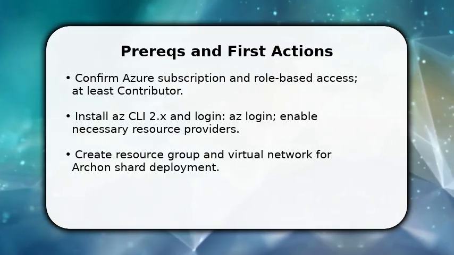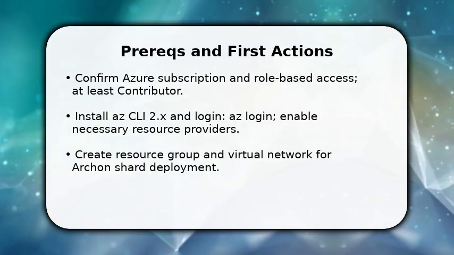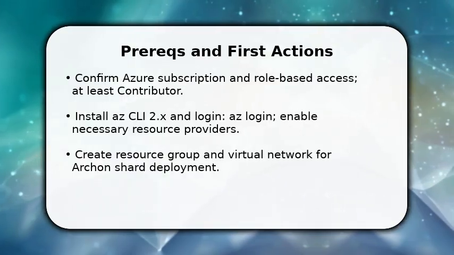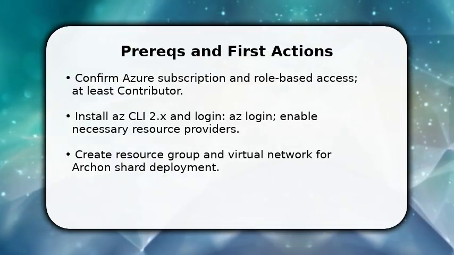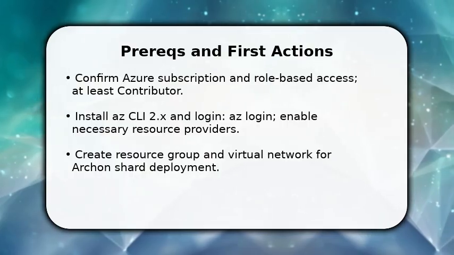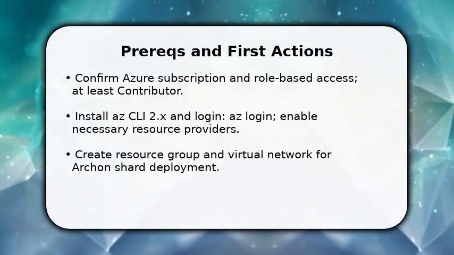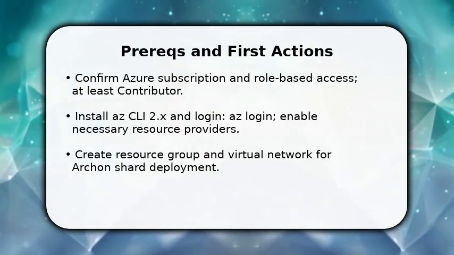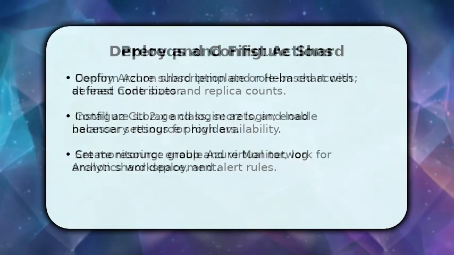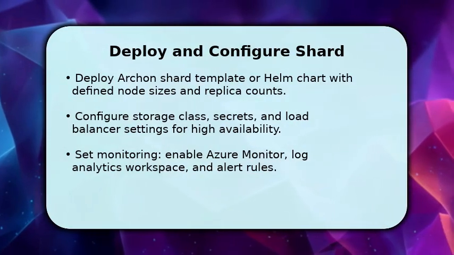Next, create a resource group and a virtual network for isolating the Archon Shard. These steps let you provision resources without surprises, and make sure to register any required resource providers before moving to deployment. Now deploy the Archon Shard using the provided ARM template or Helm chart.